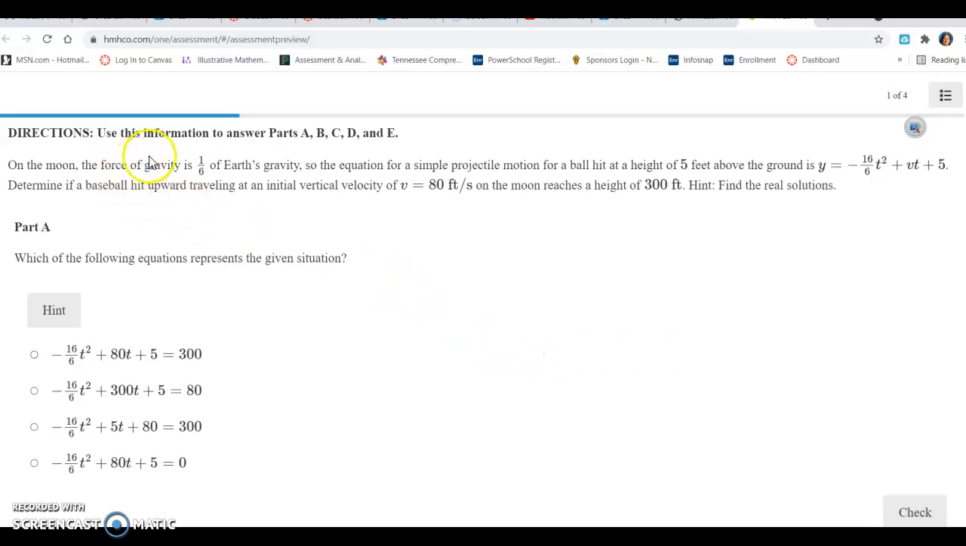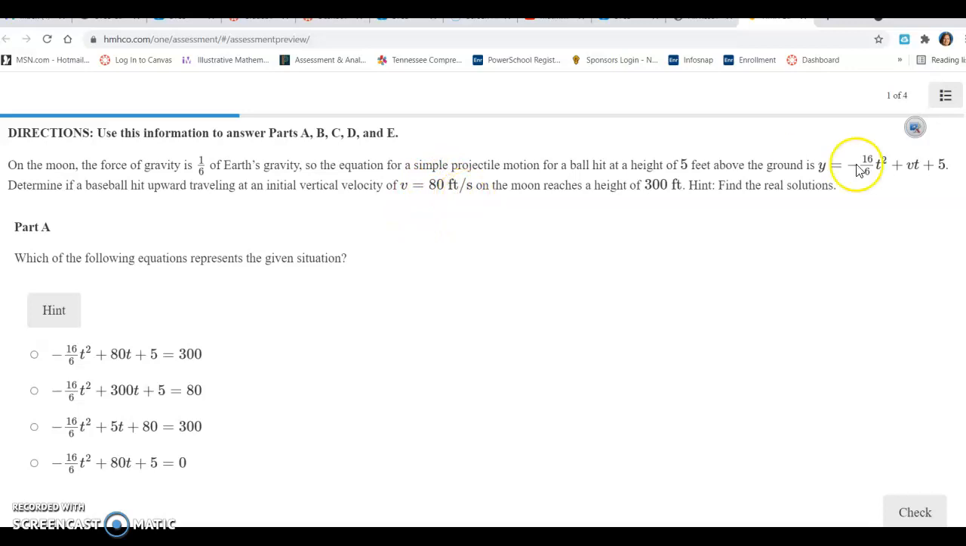For the directions it says use the information to answer parts A, B, C, D, and E. On the moon, the force of gravity is 1/6 of Earth's gravity. So the equation for a simple projectile motion for a ball hit at a height of 5 feet above the ground is this equation. Determine if a baseball hit upward, traveling at an initial velocity of 80 feet per second on the moon, reaches a height of 300 feet. Find the real solutions.